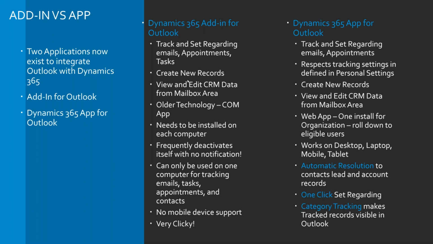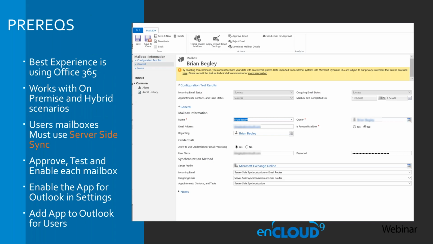So our next slide, let's just talk really quickly about the prerequisites of using this app. I'm going to just say this, that the best experience is to use this with Office 365. If you use Office 365, you can have the Outlook app up and running within an hour of billable time. It uses server-side sync, which is the direct integration of your Exchange mailbox with Dynamics 365, and makes this a very reliable connection between the two applications.